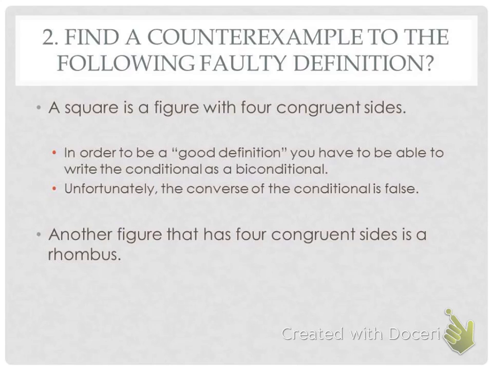Okay, the reason being, another figure that has 4 congruent sides is a rhombus. So you could come up with any other shape that has 4 congruent sides that is not a square, and that would be an acceptable counterexample.